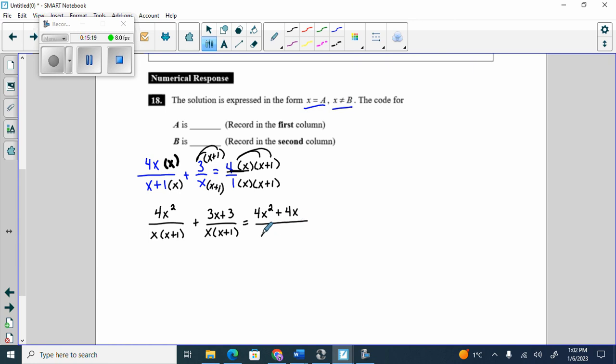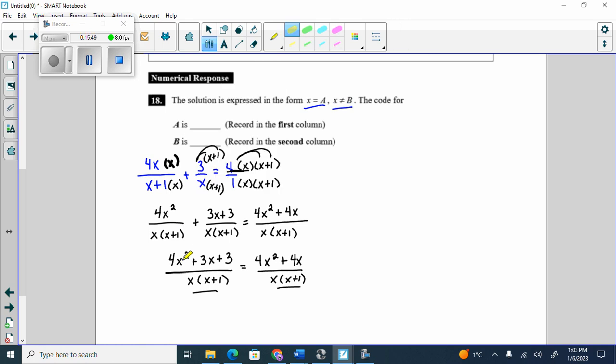All over x, x plus 1. And common denominator, so we can put them together. So we get 4x squared plus 3x plus 3 over x, x plus 1, equals 4x squared plus 4x over x, x plus 1. Now our denominator is equal, so we can say that our numerator is equal.